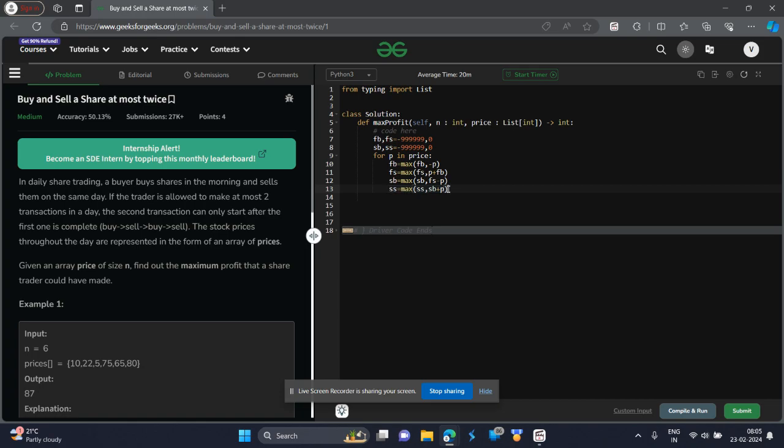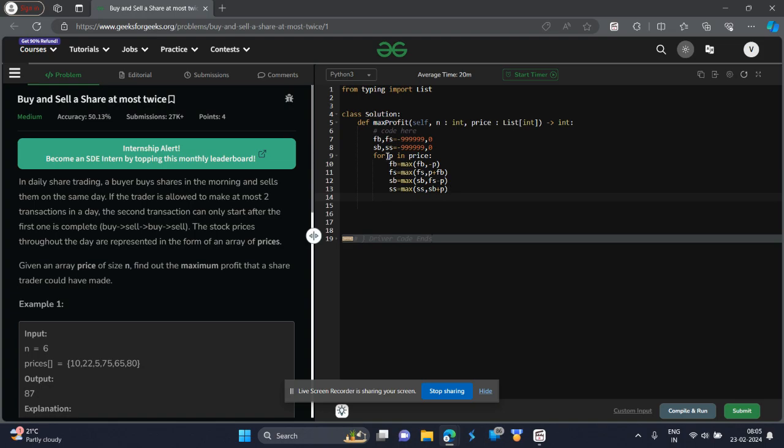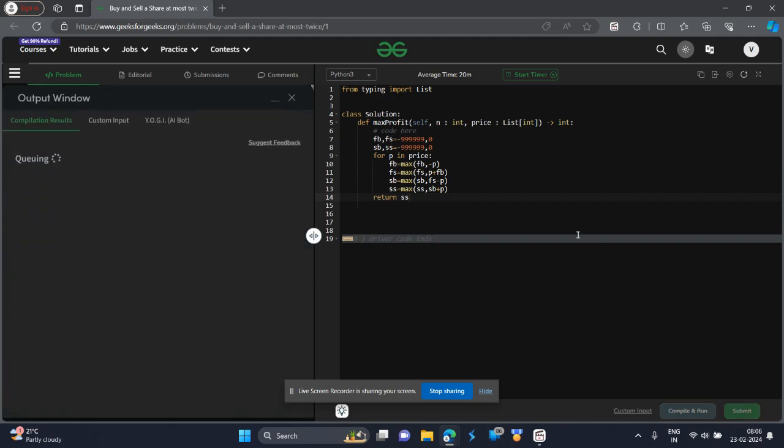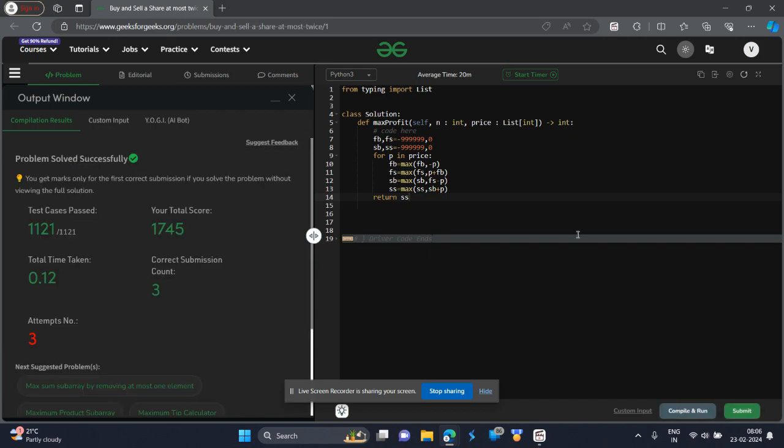And this is a continual process as long as there are elements in the input prices array. At the end you'll return the second sell, and not two values or anything, because in the second sell only we have calculated whatever we needed to, because after the first operation only the second operation is taking place.